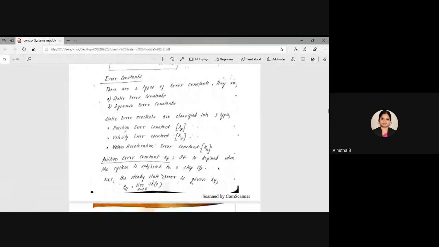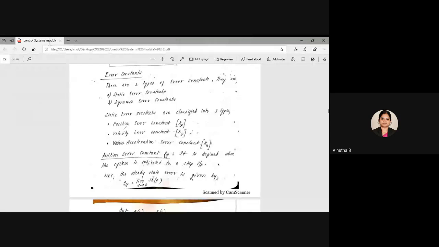So steady state error is given by limit as S tending to 0 S into E of S. So substitute for that, you will get steady state error as limit S tending to 0 S into R of S by 1 plus G of S into H of S. So this is about the steady state error, and in the next class we will study about the error constants.